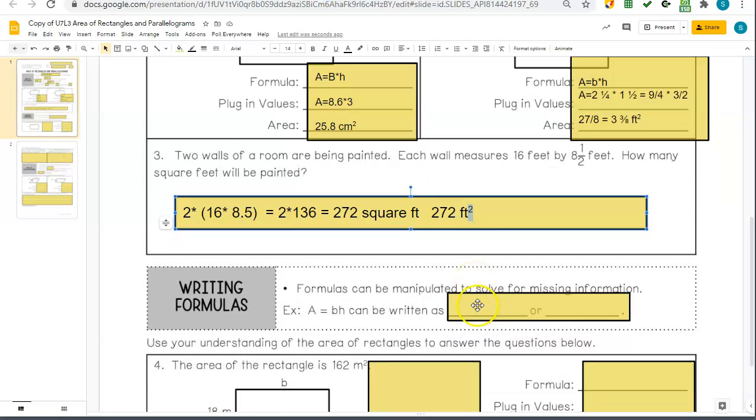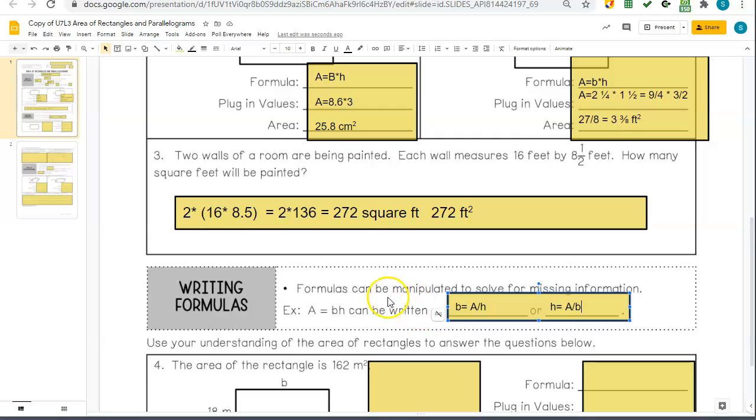Now, when we're dealing with formulas, formulas can be manipulated to solve for missing information. So, for example, we could go ahead and take this and solve for b and say b equals a divided by h. Or we could say h equals a divided by b. So if we took both of these sides and divided by b, we'd get a over b equals h. And if we took both sides here and divided by h, we'd get a over h equals b.